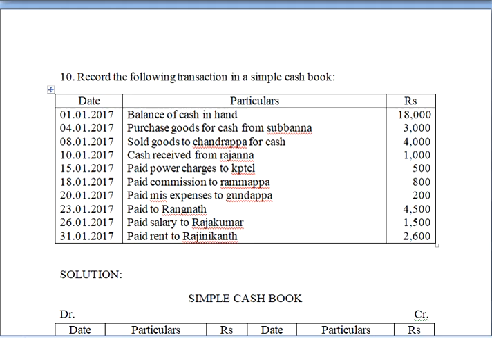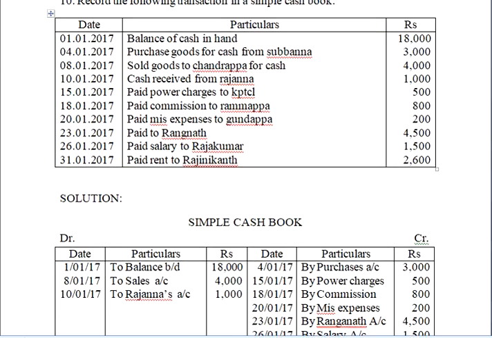Now moving on to the solution in that simple cash book, you can notice here the first point given: on 1/1/2017, balance of cash in hand, how much is there? 18,000. So you can see in the simple cash book, the debit side as well as the credit side. In the debit side, on 1/1/2017, 'To balance brought down'. This is the opening balance. How much we have? 18,000.